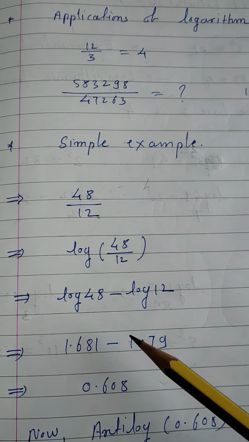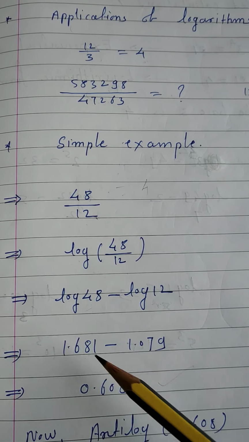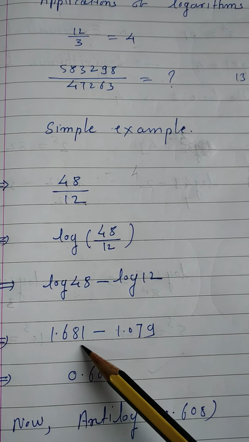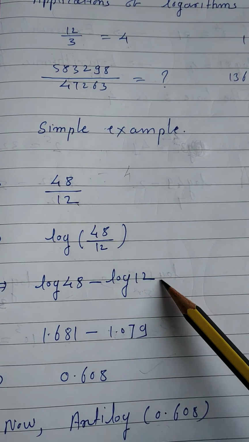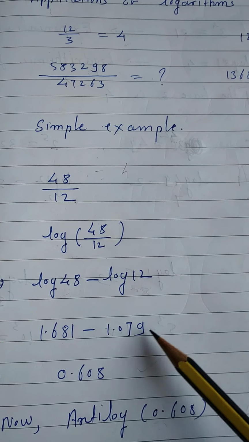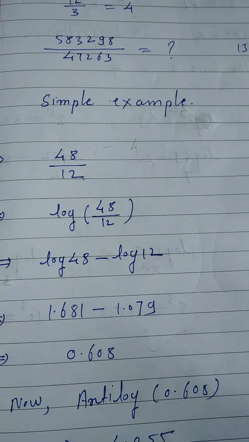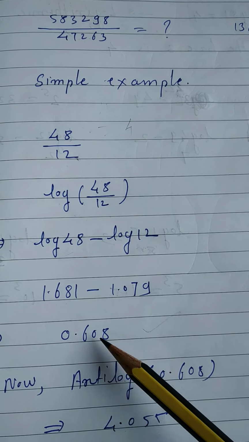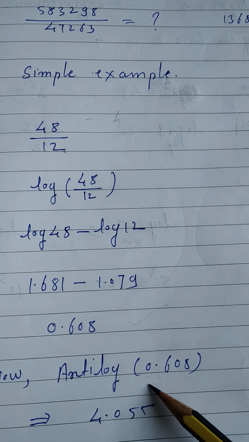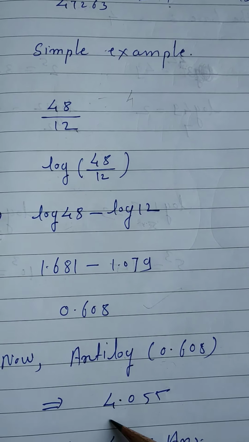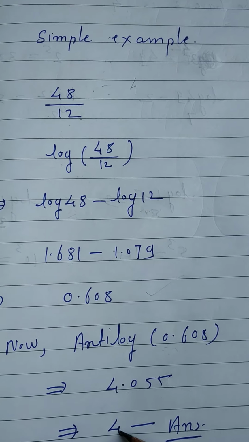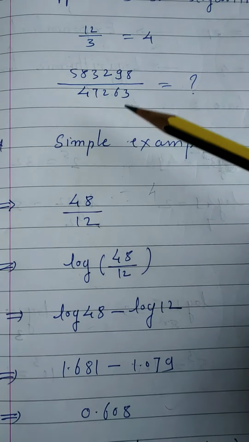Now in that small book which is provided to you, the values are given. So log of 48 comes 1.681 minus log of 12, 1.079, that comes 0.608. Again in that same book, or you will be provided with the values, we need to find out the anti-log of that. So it will be 0.608, which comes 4.055, which comes what? 4.